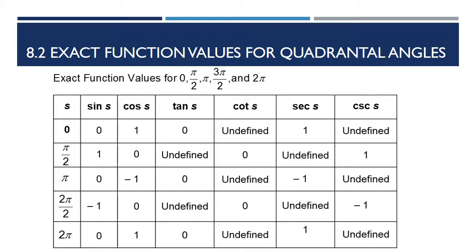And here's a chart with all of the exact function values. You can see for sine and cosine, it's either going to be 0, 1, or negative 1. For tangent, cotangent, secant, and cosecant, it's a little different. For tangent and cotangent, it's either 0 or undefined. For secant or cosecant, it's either 1, negative 1, or undefined.